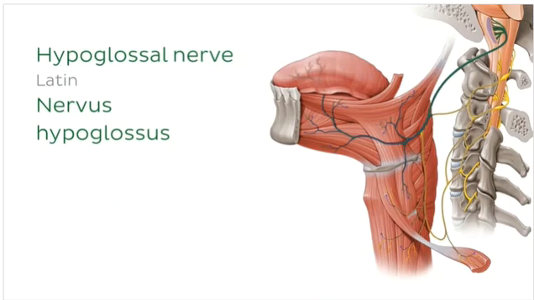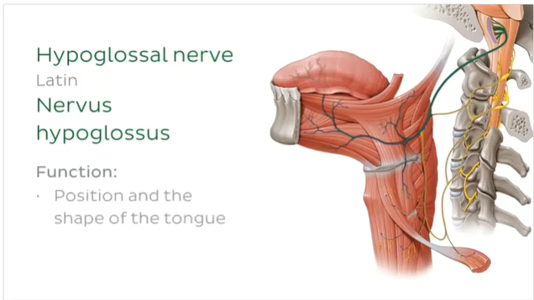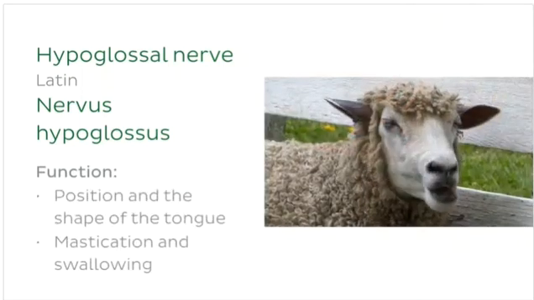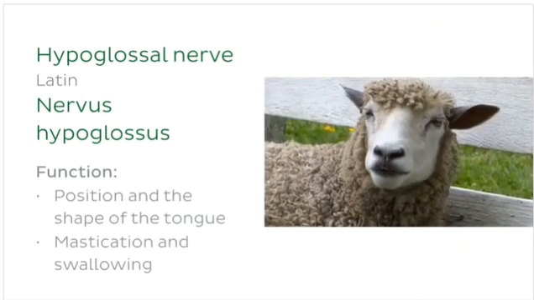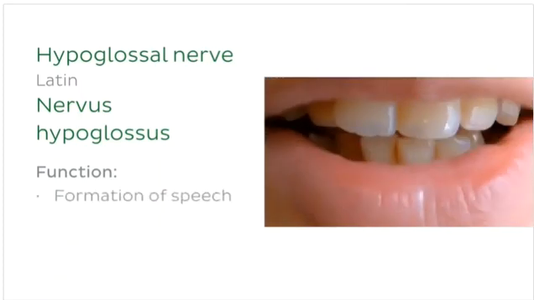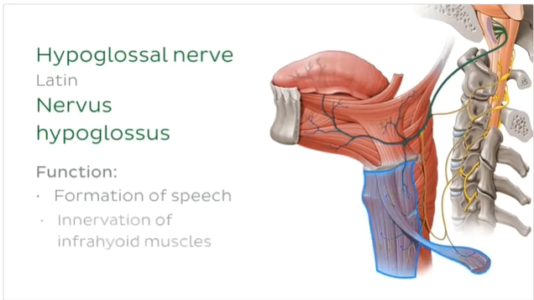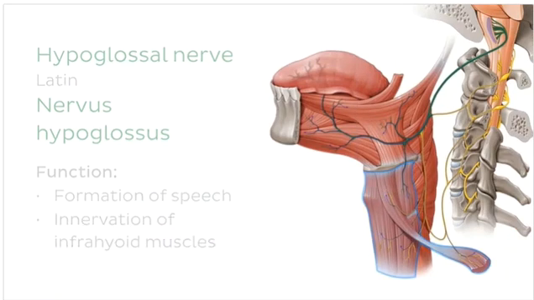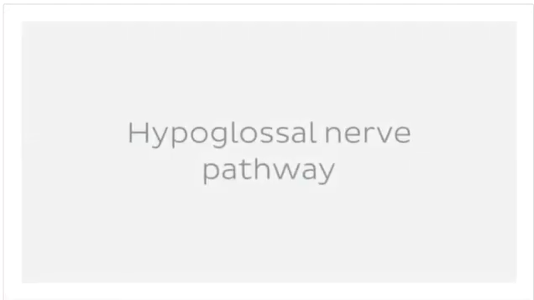As I mentioned at the beginning of this tutorial, the main function of the hypoglossal nerve is innervation of muscles which work to change the position and the shape of the tongue. It's therefore involved in the process of mastication and swallowing and the formation of speech or phonation. It's also involved in the innervation of infrahyoid muscles, also known as strap muscles, and these are also involved in speech and swallowing. But let's start with a brief overview of the pathway of the hypoglossal nerve.